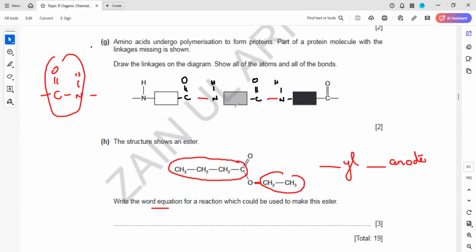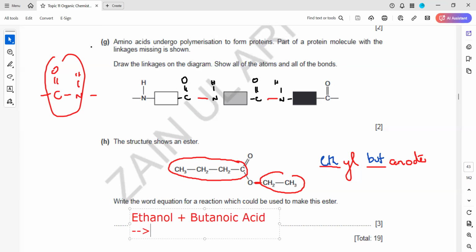So how many carbon atoms are there? So it will be ethyl, and 4 carbon atoms, it will be butanoate. So if it is ethyl butanoate, what are the reactants? The first name is always from alcohol. And we need a word equation. So which alcohol is reacted here? It will be ethanol. And the second name always comes from carboxylic acid. So it will be butanoic acid.